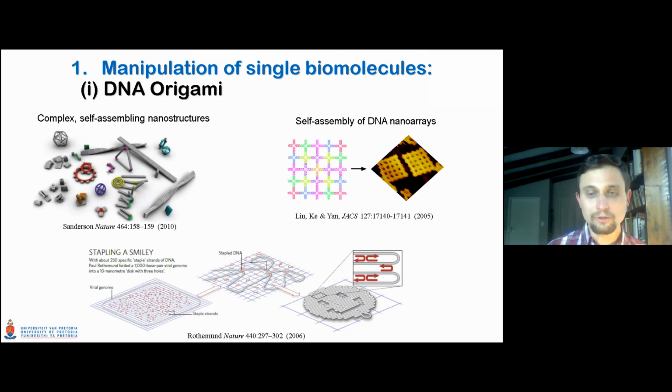Then they used a complete genome of a virus, so a complete DNA genome, and by using these DNA staples, they could make a smiley face out of the genome of the virus. So you can see that you can use your creativity and do anything if you want to play around with it. But the practical value of this is really immense, because now you can basically glue the biomolecules you're interested in at very specific places and then start to investigate the interaction between them.